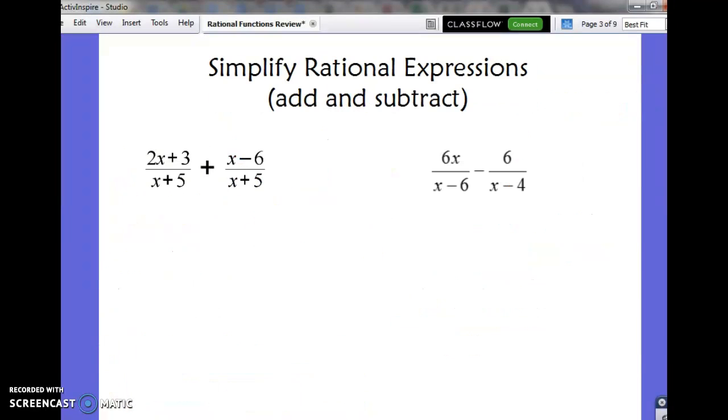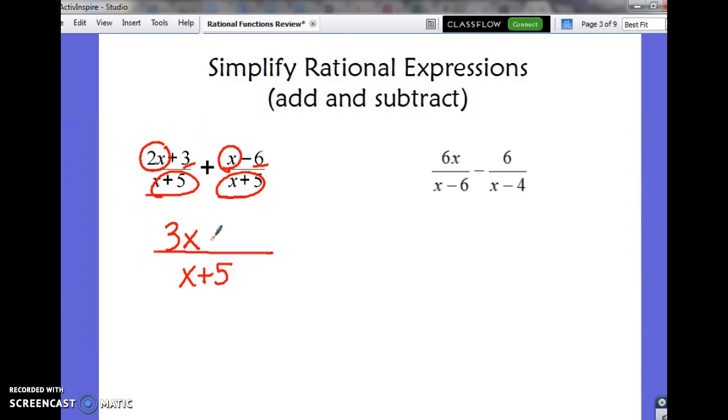Now when you add and subtract, you do have to have common denominators. In this first problem, I do already have common denominators. So when I add those two fractions, x plus 5 will remain as my common denominator, and then I'll just combine like terms. So I'll have 2x plus x, so that'll give me 3x. And then I'll have 3 plus negative 6, which will give me a negative 3.